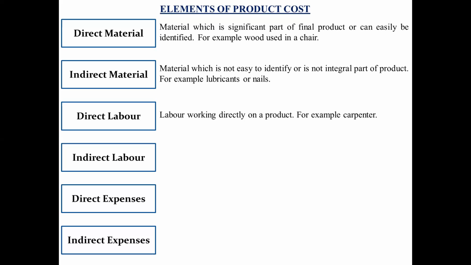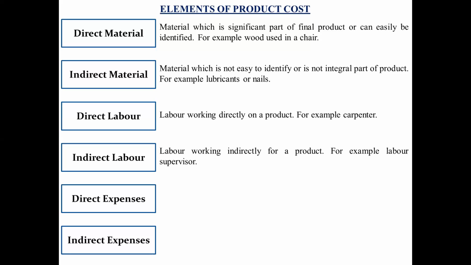Whereas indirect labor is there for the product, but it is not working directly on the product. For example, the labor supervisor. Now, the supervisor is not working directly on the product, but he is working for the product, so that is considered as indirect labor. Or the manager who is putting mental effort, that is also considered as indirect labor. Or the security staff which is over there, that is also indirect labor. So labor working indirectly for a product is indirect labor. The example can be supervisor, manager, or security personnel.